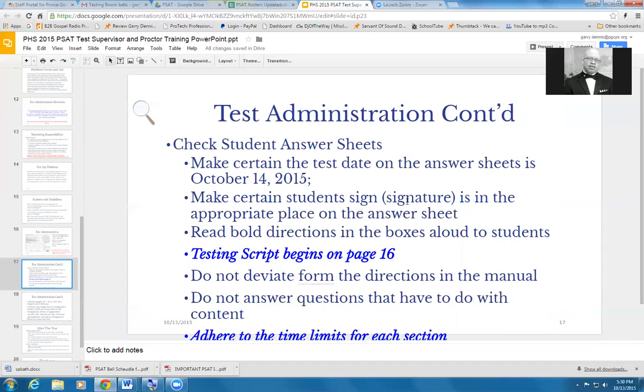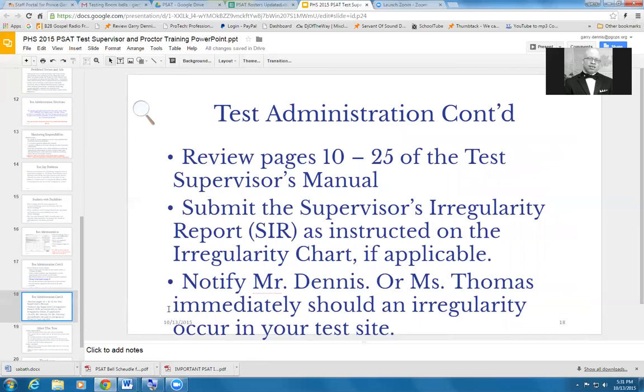Read the bold directions in the box aloud. That's the test script, which starts on page 16. Please do not deviate from that testing script. Please adhere to the time limits for each section, meaning we want to start on time, begin on time. We're going to hold true to those times.